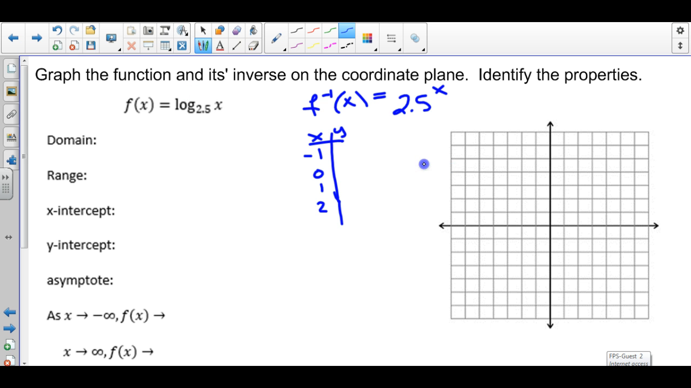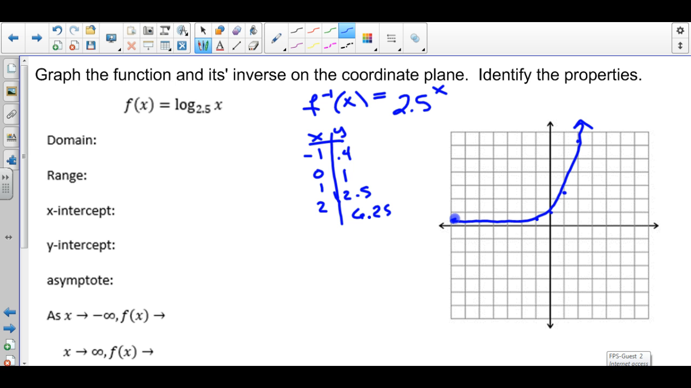So the first thing I'll do is take 2.5 to the negative 1 power, and you can just leave these all as decimals. 2.5 to the 0 power is going to be 1. 2.5 to the first power is 2.5. And then 2.5 squared is going to end up being 6.25. So what I'm going to do with these values is plot them on the graph. Negative 1 is at 0.4, 0 at 1, 1 is at 2.5, and 2 is all the way up at 6.25. And this is going to be ugly and hideous, but I'm going to try to draw on this curve.